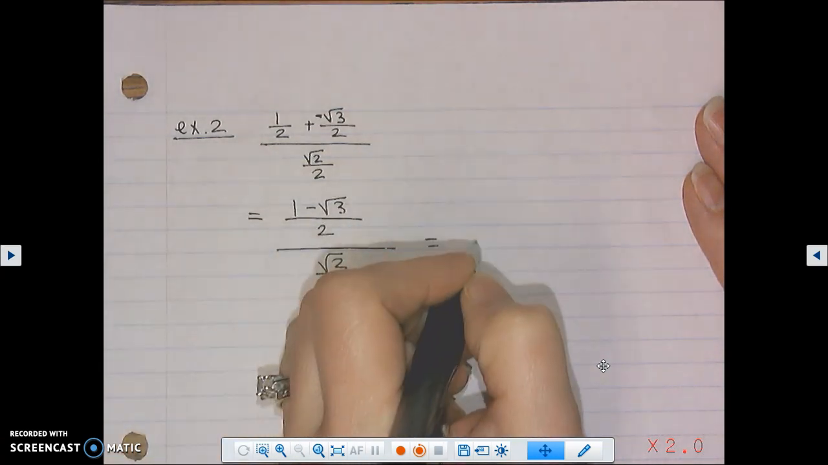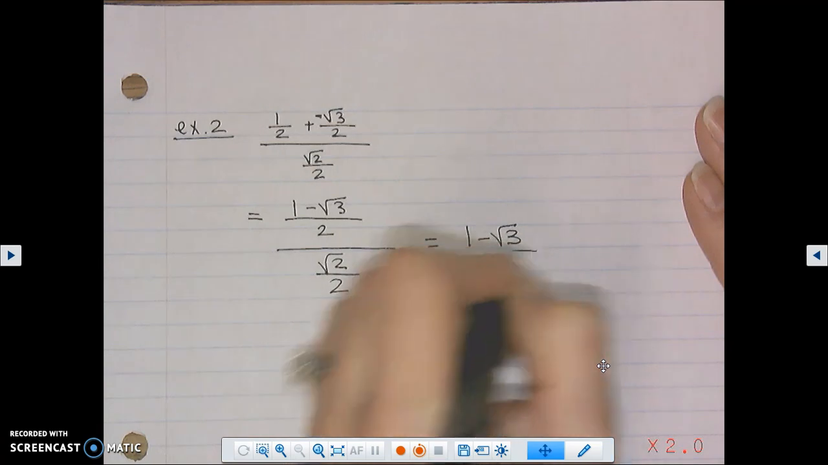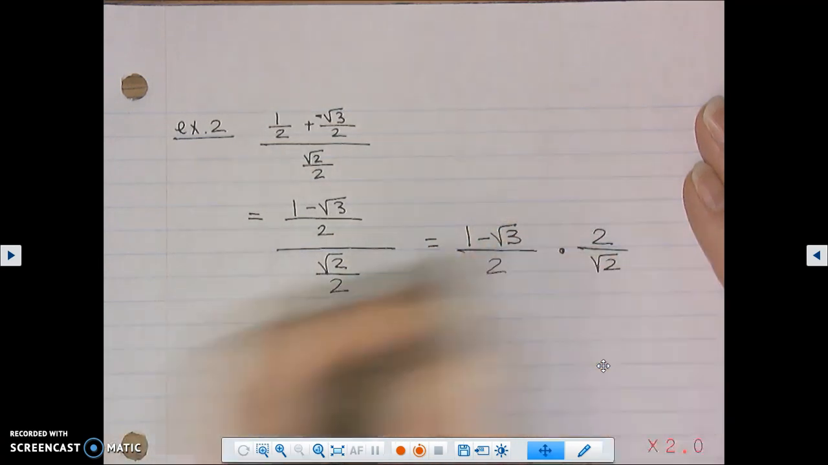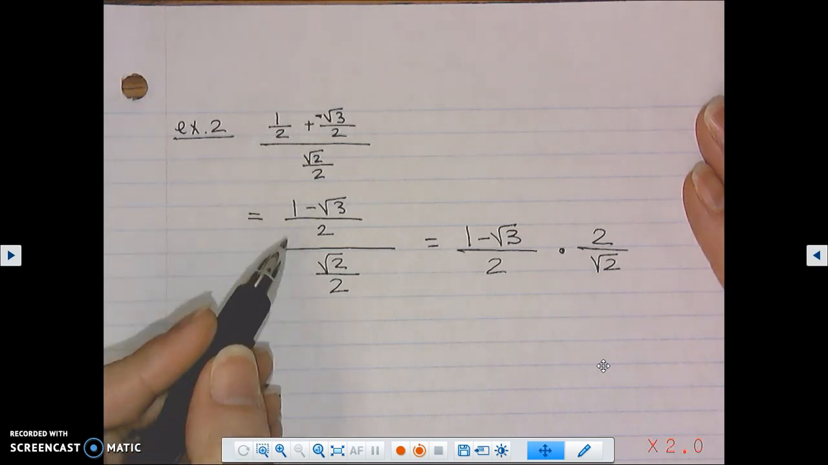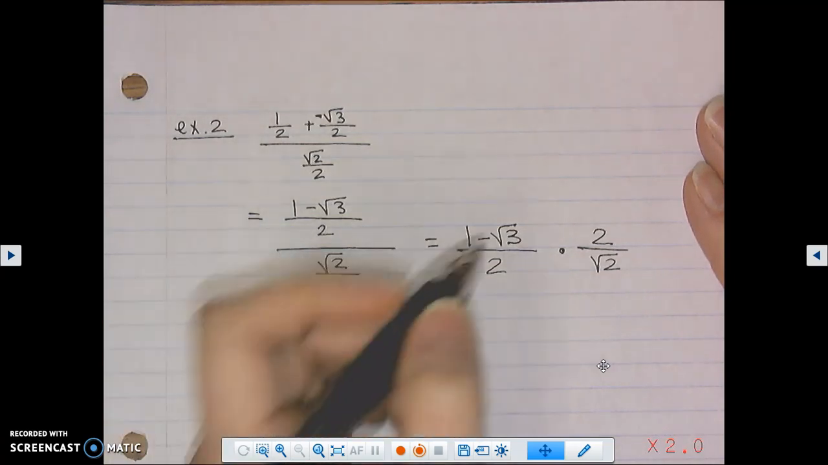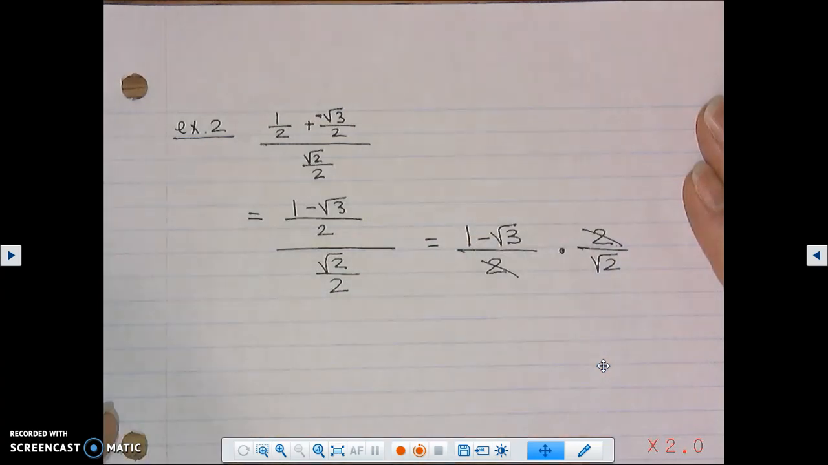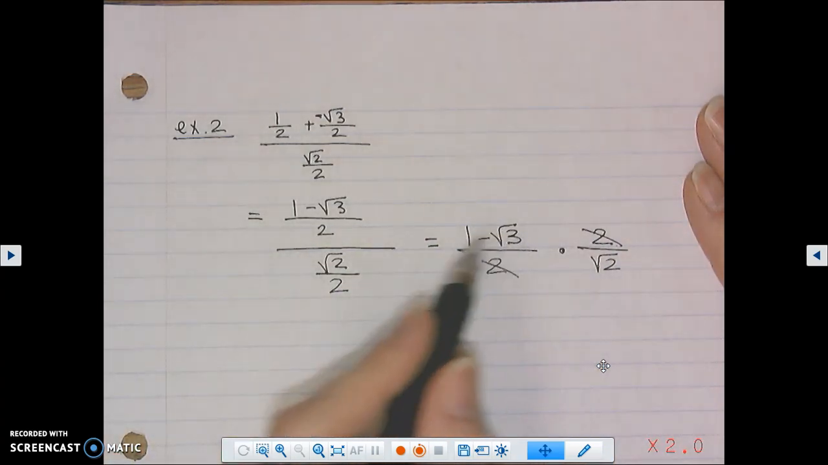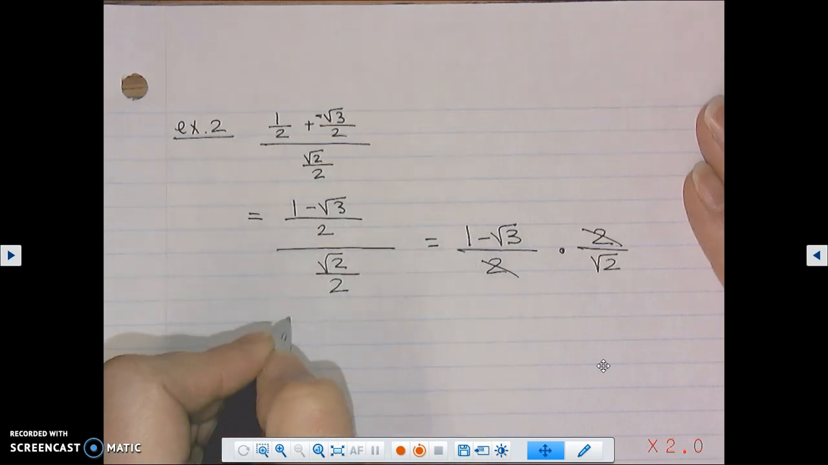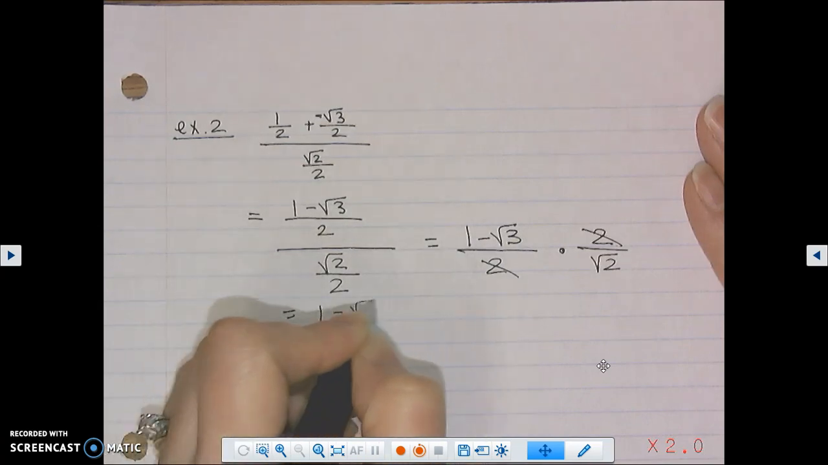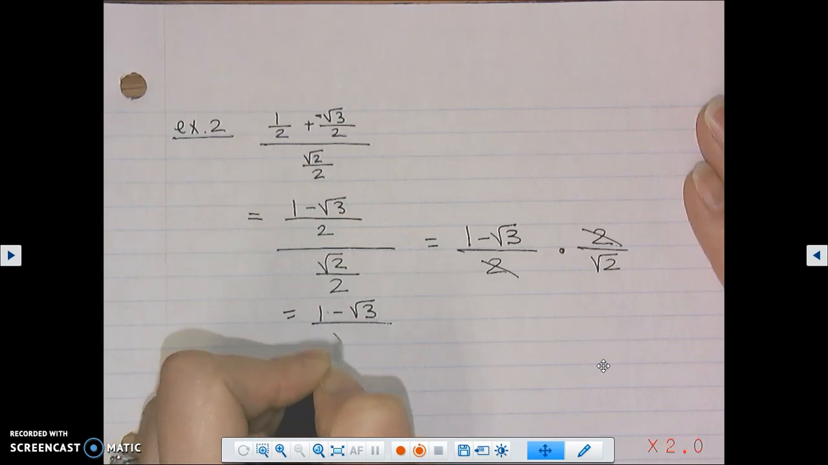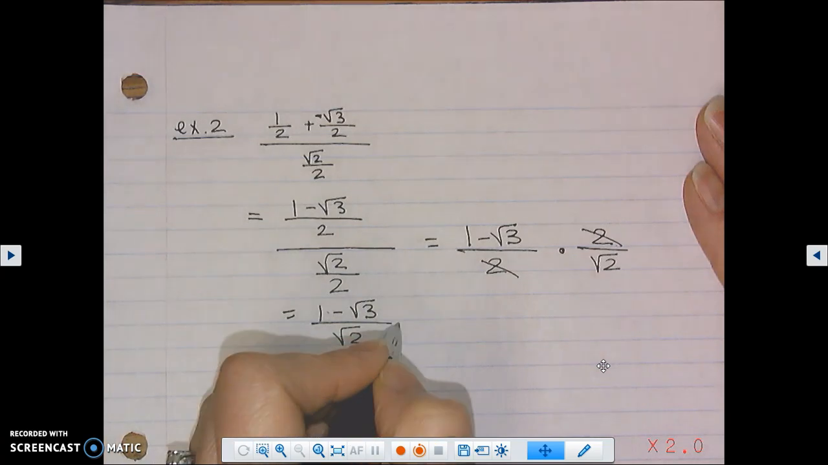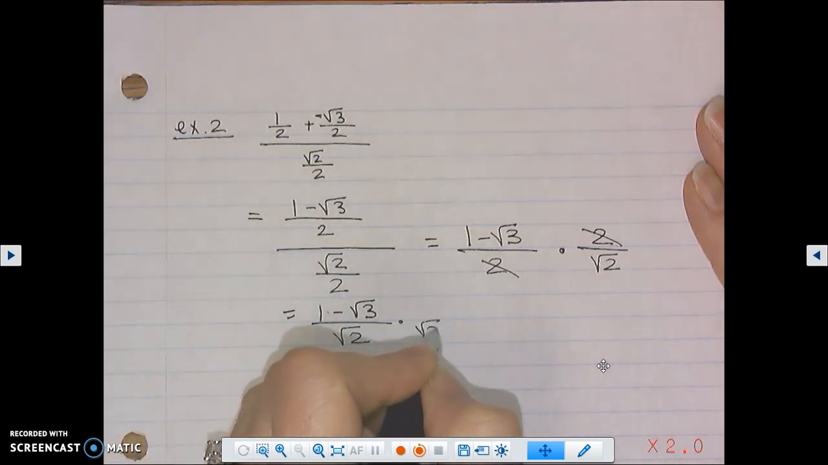Let's go this way. We're going to keep the top one the same and flip the bottom one. And then again, we're going to look to see if anything crosses off. So these 2s are monomials, so they're allowed to cross off. But nothing else simplifies since this is in, and that's out. So over here we would have 1 minus radical 3 over radical 2. And then we're going to rationalize.